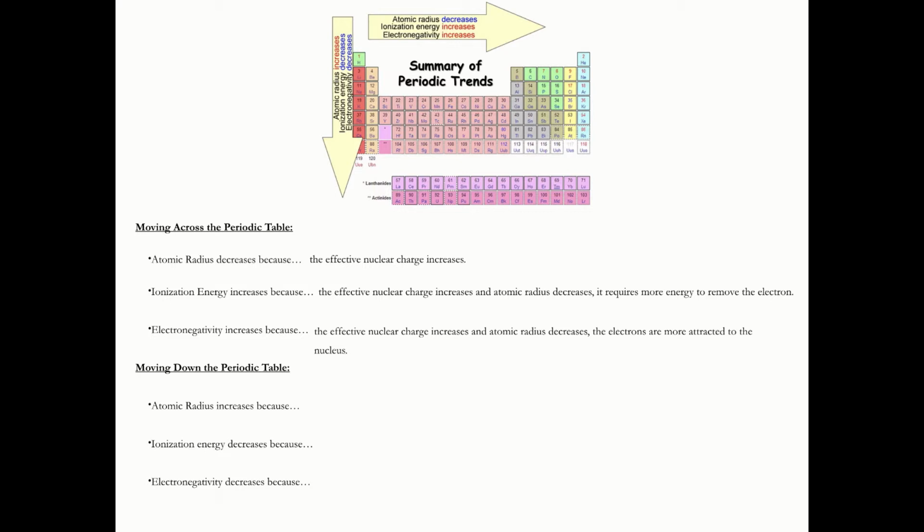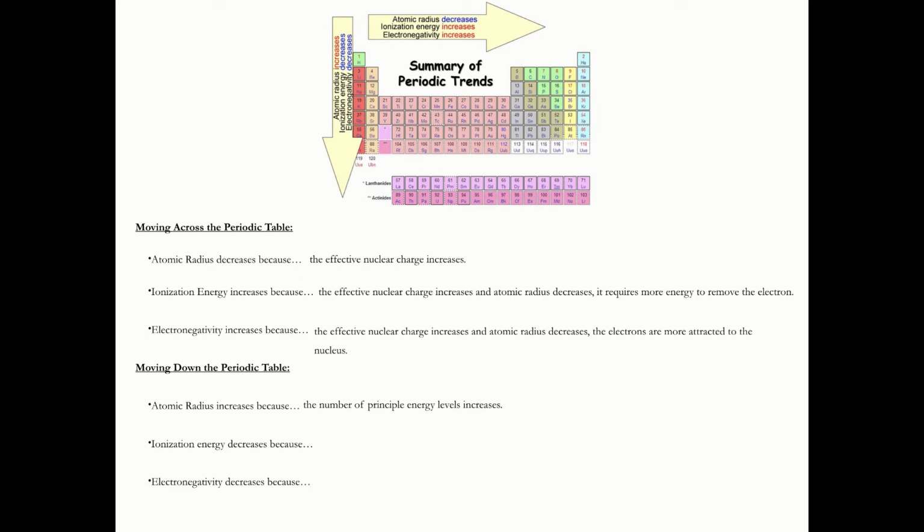All right, as you move down the periodic table, the general trend is for atomic radius to increase, ionization energy to decrease, and electronegativity to decrease. And here's why. As you move down the periodic table, atomic radius increases. Why? Well, because you're increasing the number of principal energy levels. So with each principal energy level, your atomic radius gets larger and larger and larger.